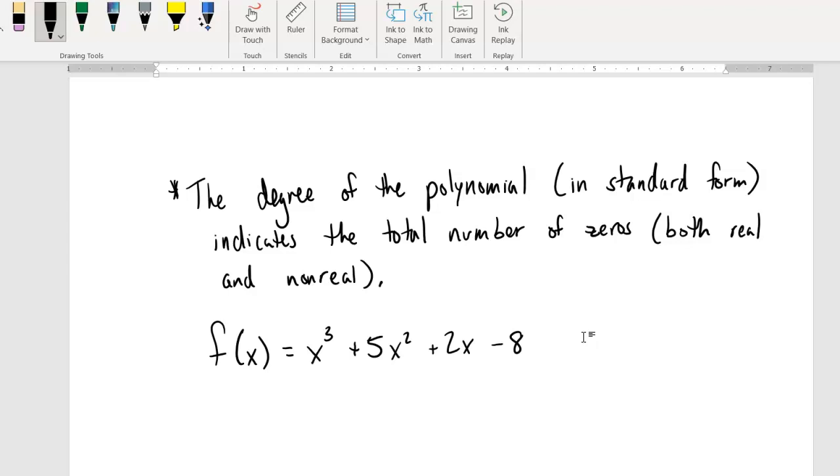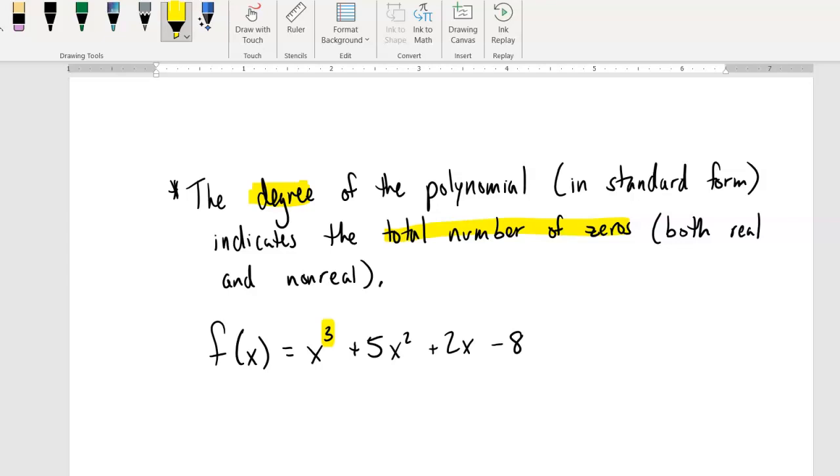So let's look at this example. Again, pause the video if you need to so you can get this all written down. Let's look at this first example. This is not in your notes, by the way. This is separate. We have f of x equals x cubed plus 5x squared plus 2x minus 8. So using this rule that we just said, the degree gives us the total number of zeros.